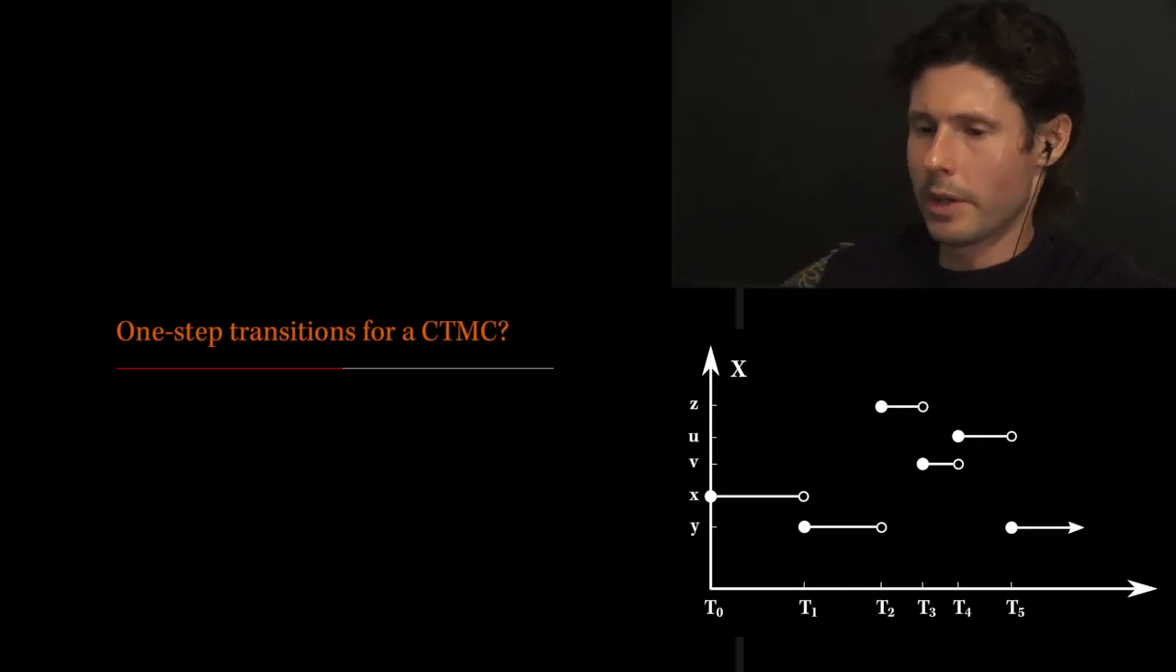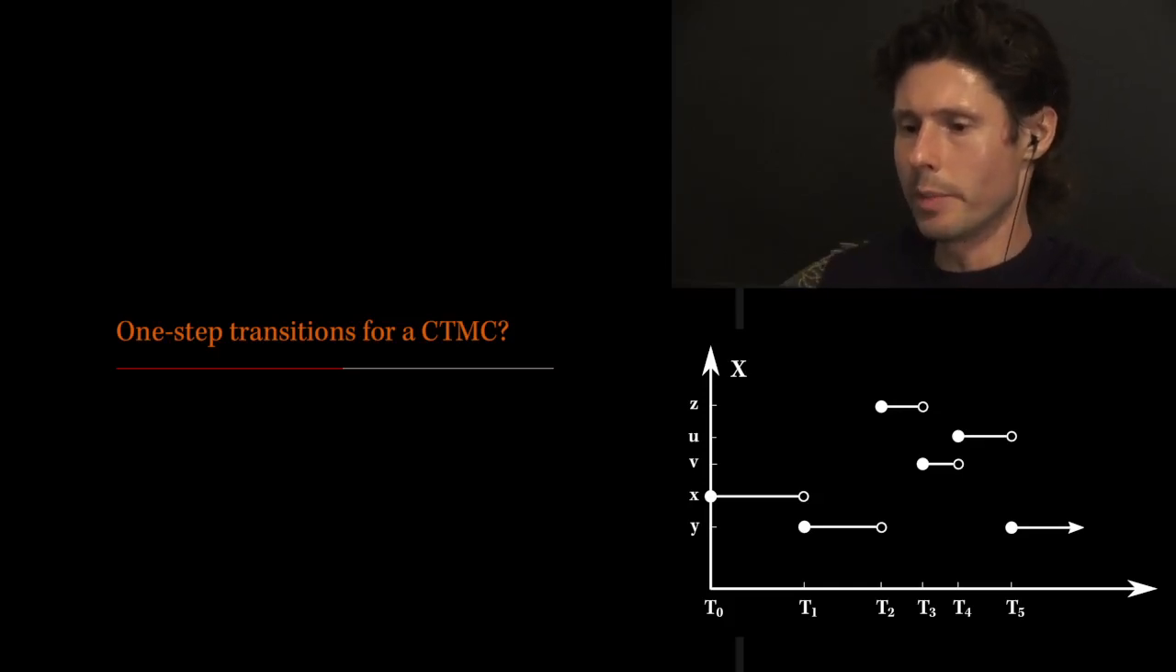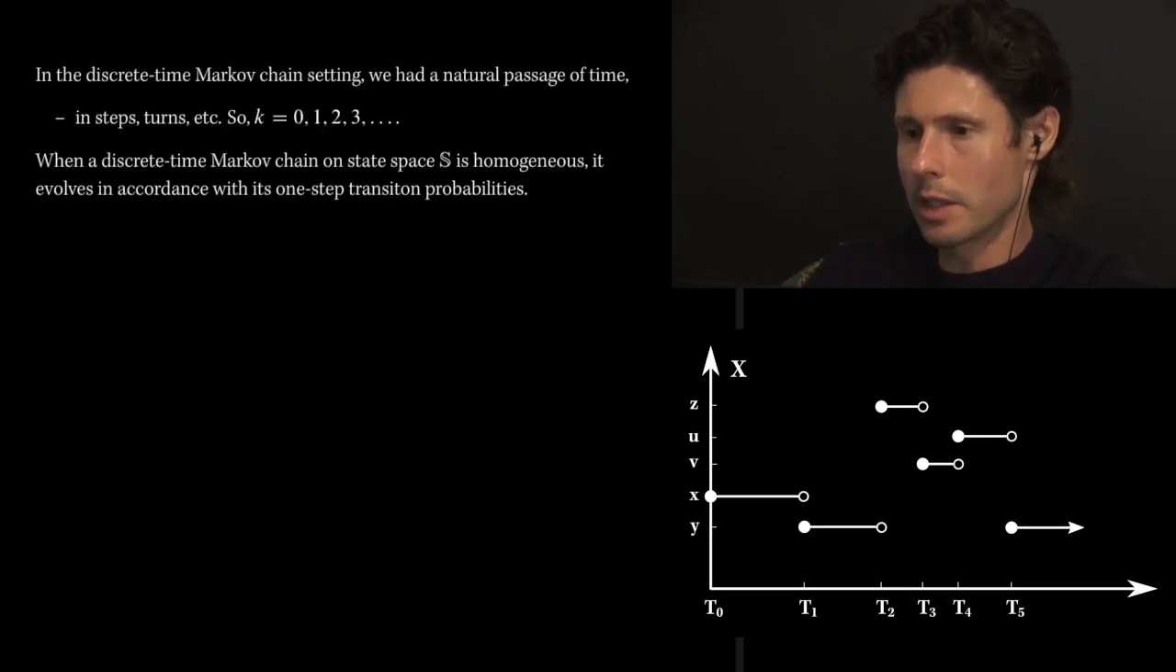Okay, so this clip is about the analog of one-step transition probabilities, but in a continuous setting. There's a question mark as to whether such a thing can exist, and let's discuss it.